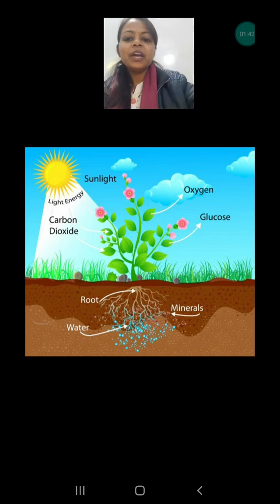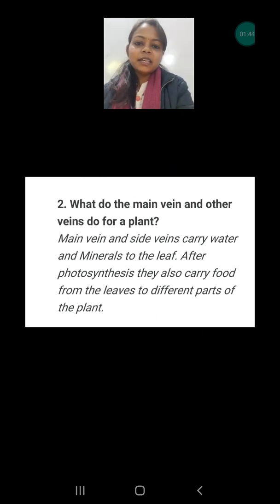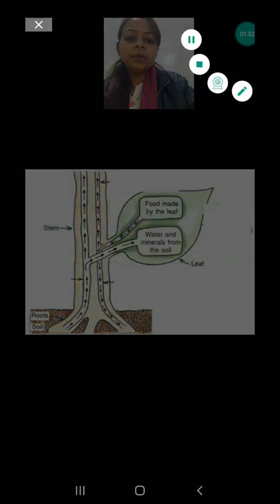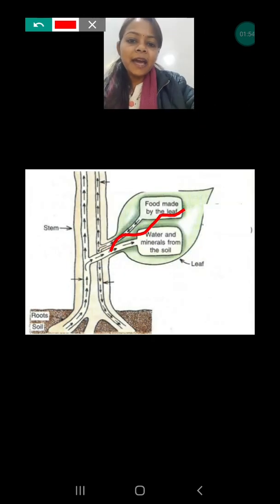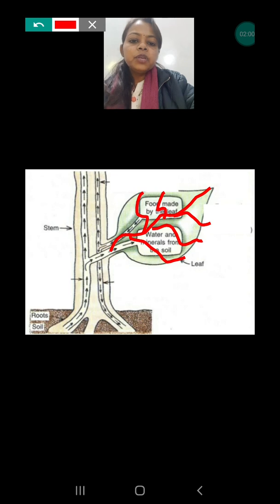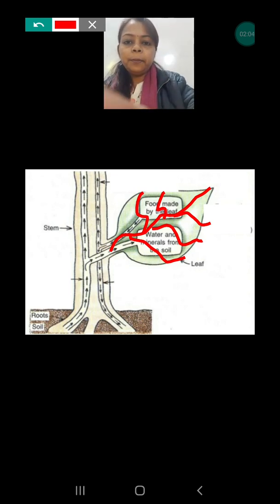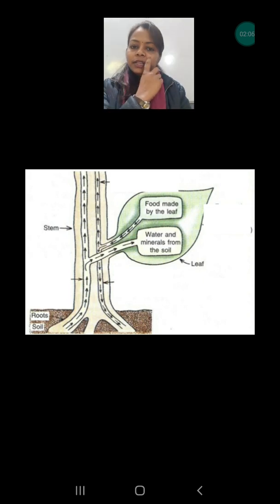Our next question is asking about the main vein and the side veins. What is the work of the main vein and side veins? First of all, let me draw. This is the main vein, as I have explained in the class, and these are the side veins. So what do the side veins and the main vein do in the plant, or in the leaf?